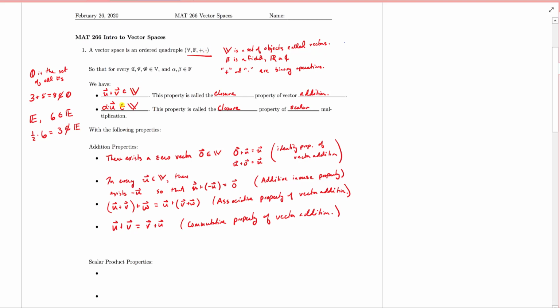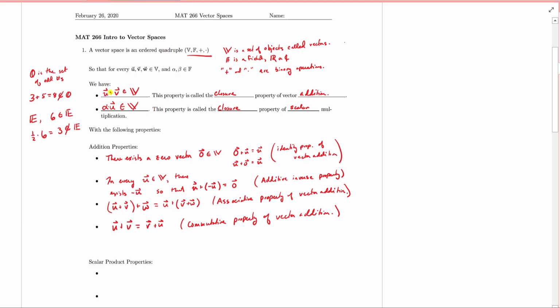Both of these operations have to be closed, meaning when I do vector addition to two vectors, I need to get a new vector. Okay, so the odd numbers were an example of something where that didn't happen. And when I do a scalar and multiply it to a vector, I need to again get another vector. Notice that when I took the even numbers, if I took 1/2 times 6, I did not get another even number. So the even numbers are not closed under scalar multiplication.